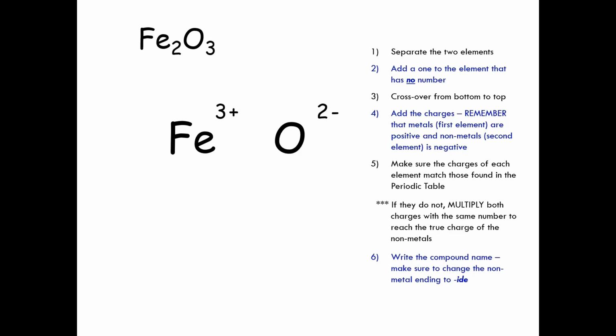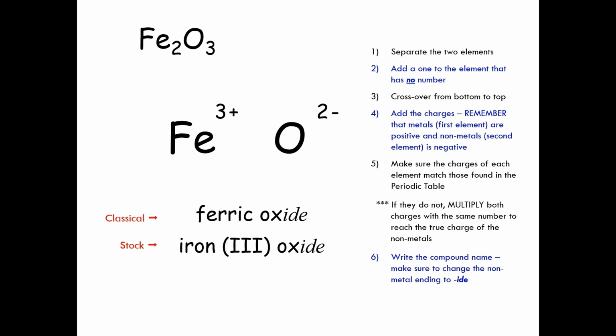Write the compound name. And so because iron here has the higher charge of this element, its classical name will be ferric oxide. And the stock name will be iron III oxide, or Roman numeral 3 to indicate the 3 positive charge.